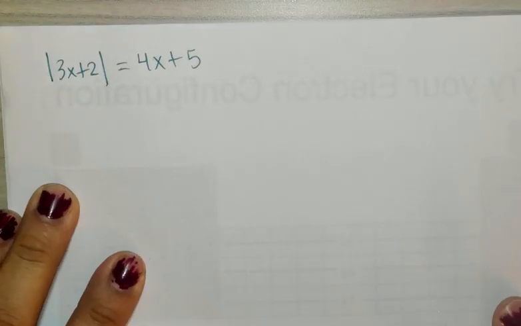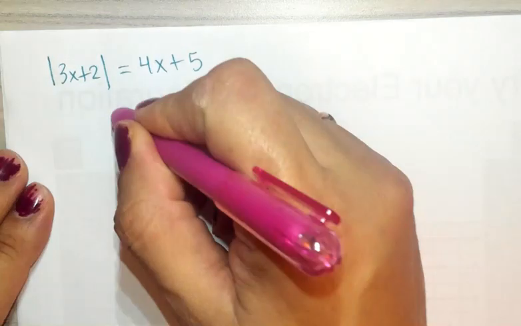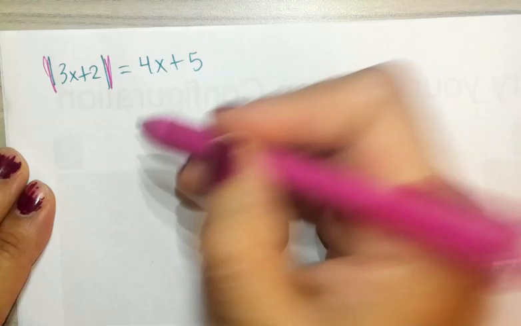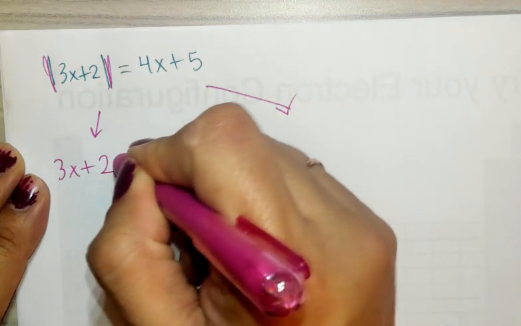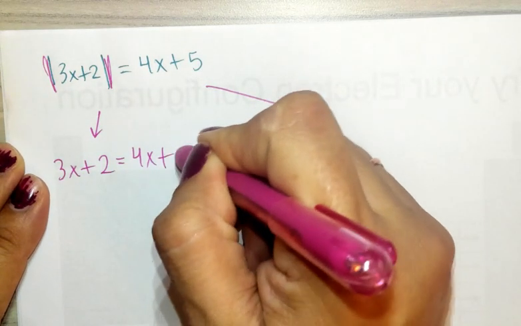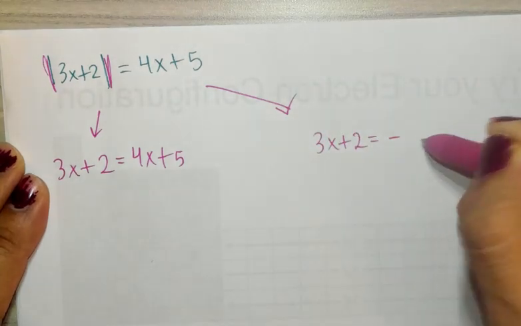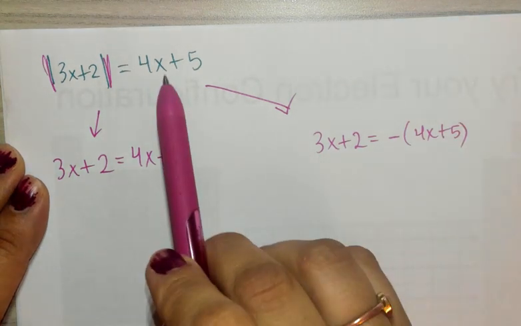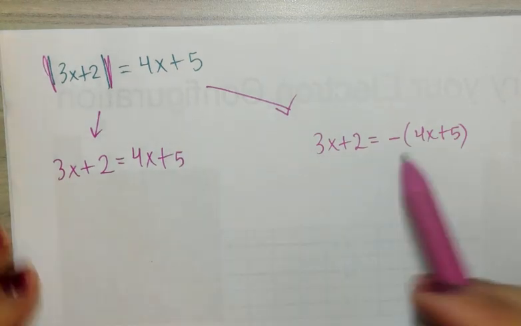So we have the absolute value of 3x plus 2 equals 4x plus 5. And just like we did previously, this is already isolated, so we're going to proceed to writing it twice. So 3x plus 2 equals 4x plus 5, and 3x plus 2 equals negative 4x plus 5. So it equals this, positive and negative.